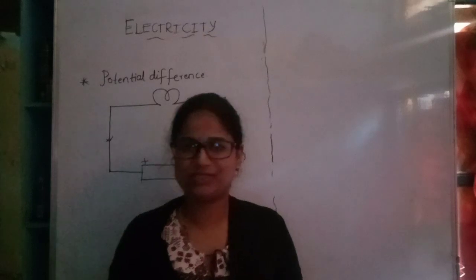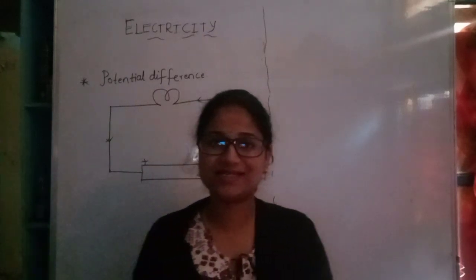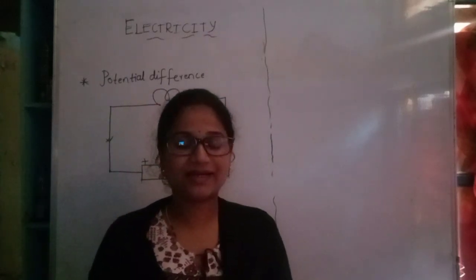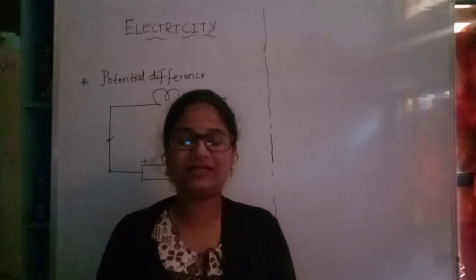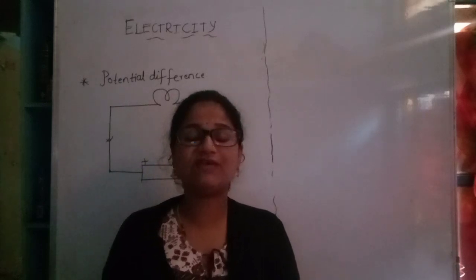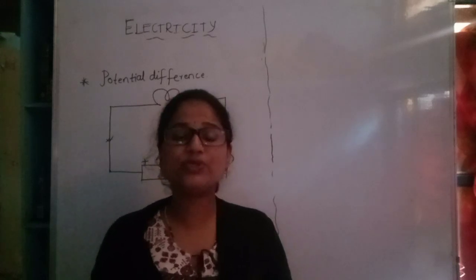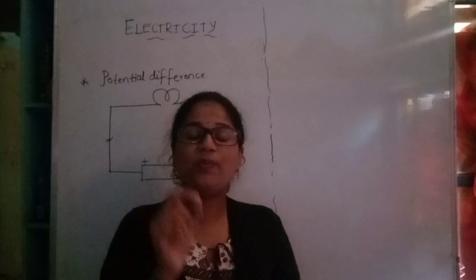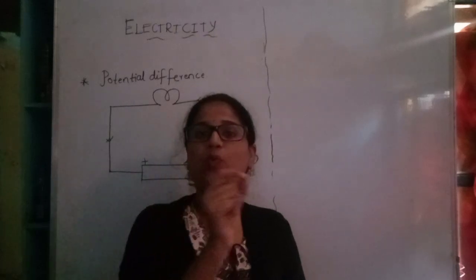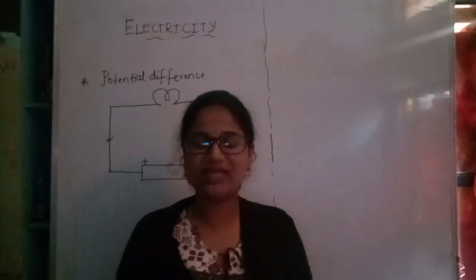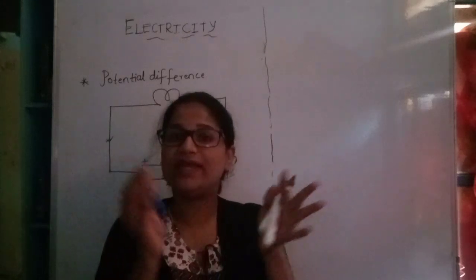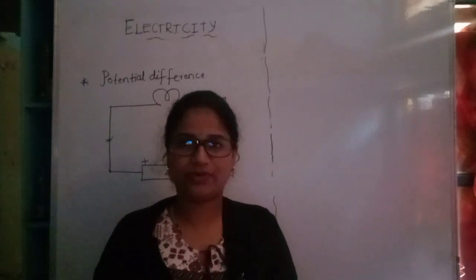In the last class, we discussed current carrying in a conductor, how the current, that is the flow of charges, occurs inside the conductor, and we also discussed how many electrons there are in 1 coulomb of charge. We discussed all this in depth.